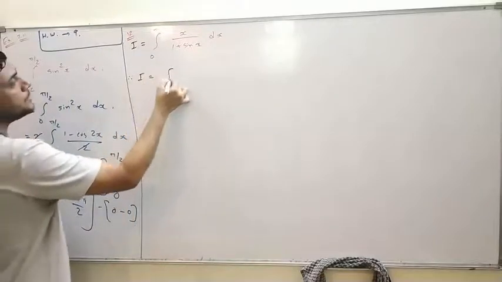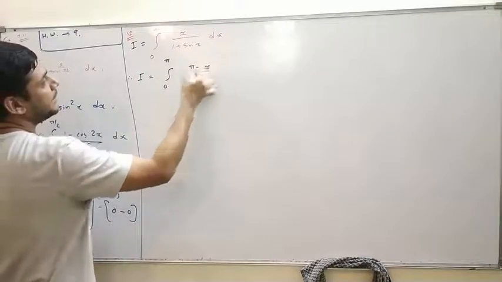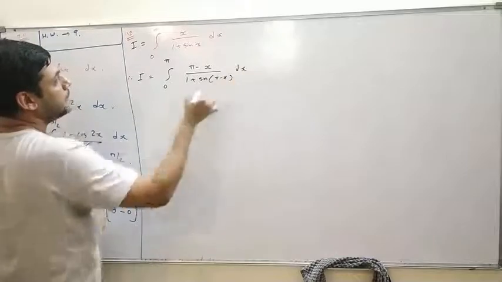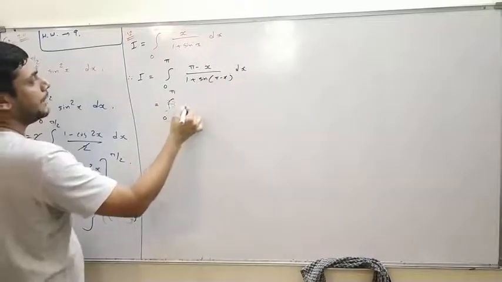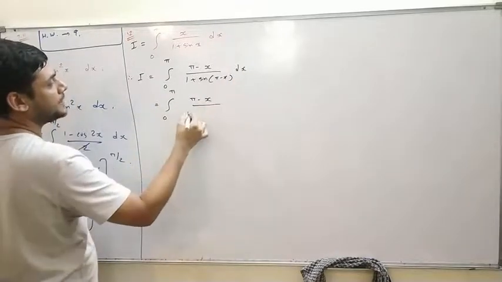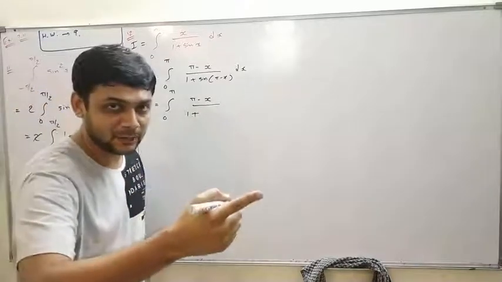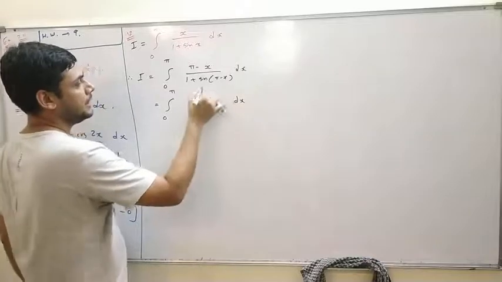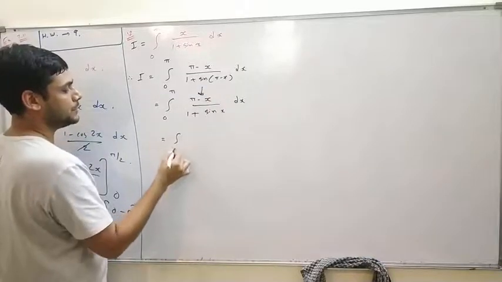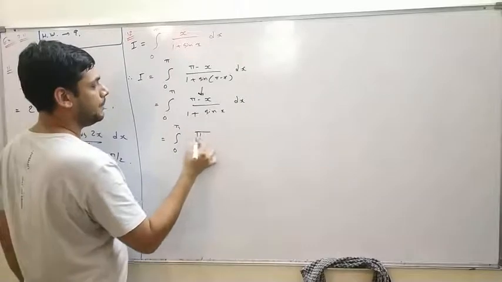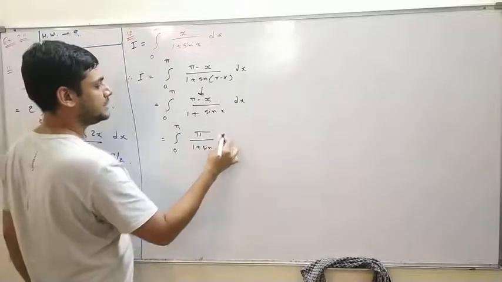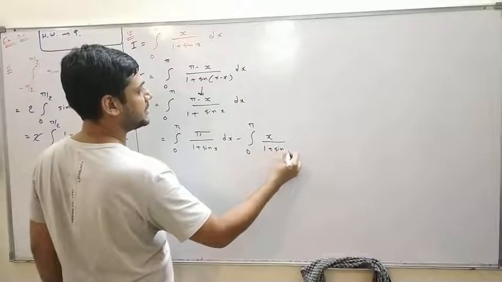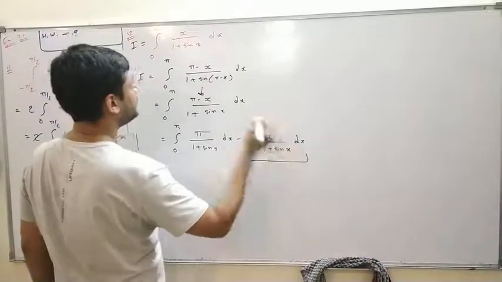So I is equal to the integral from 0 to pi. In the place of x I can write pi minus x. So 0 to pi, pi minus x upon 1 plus sin of (pi minus x). Pi minus means second quadrant, and in the second quadrant sine is positive, so that is sin x dx. From here we split this: integral 0 to pi of pi upon 1 plus sin x dx minus integral 0 to pi of x upon 1 plus sin x dx. Now that is your question.